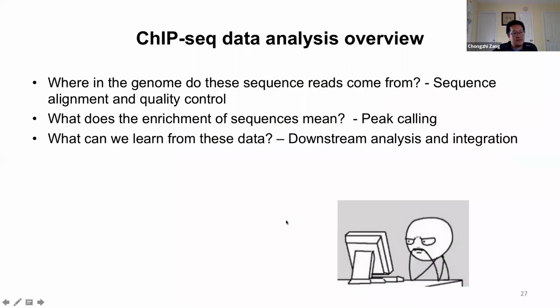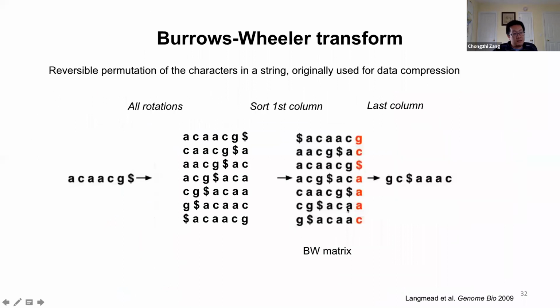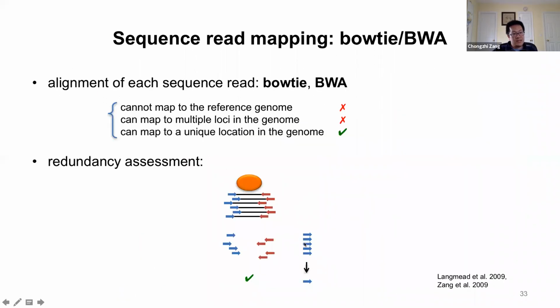But in terms of data analysis, as long as the sequence reads have the exact same start and end location, we'll just discard them and only keep one copy, calling the rest of them redundant. Yes, I understand. Thank you. Sure.